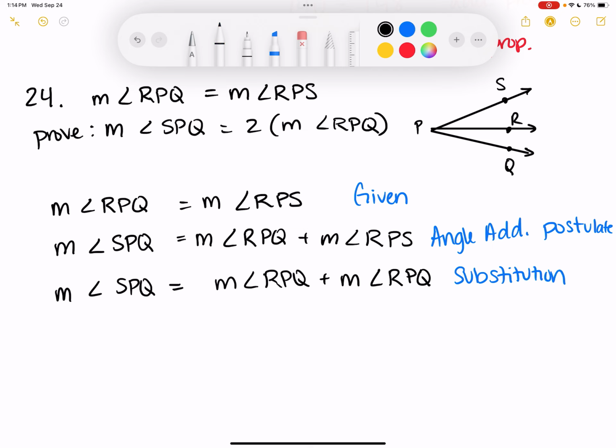And then their last statement is that the measure of angle SPQ is equal to 2 times the measure of angle RPQ. What allows me to do that? No, that's what we were trying to prove. So the nice part about geometry is they tell you something to start you with. Then they tell you what the end result's supposed to be. You just got to fill in the middle.